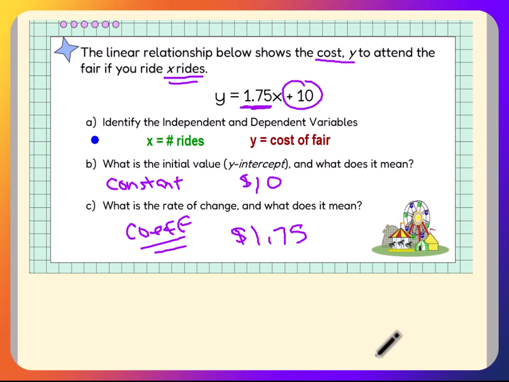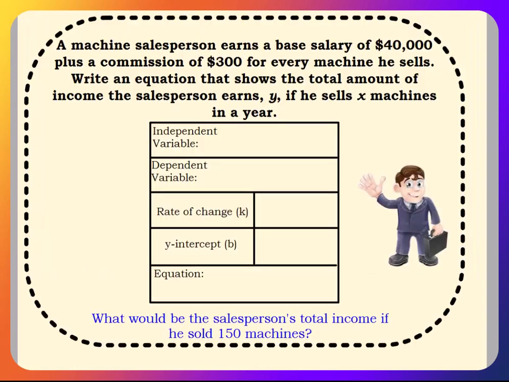What does that mean? Well, X is the number of rides, right? So this is $1.75 times the number of rides. This is the cost for each ride. It costs $1.75 for each ride. Okay, so now that we've broken that down, let's actually go and try this.